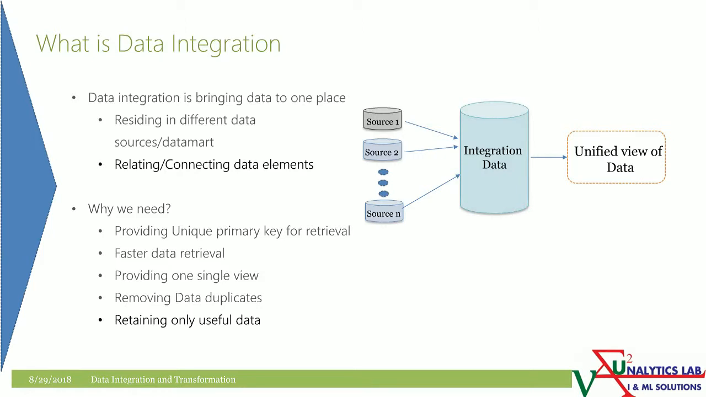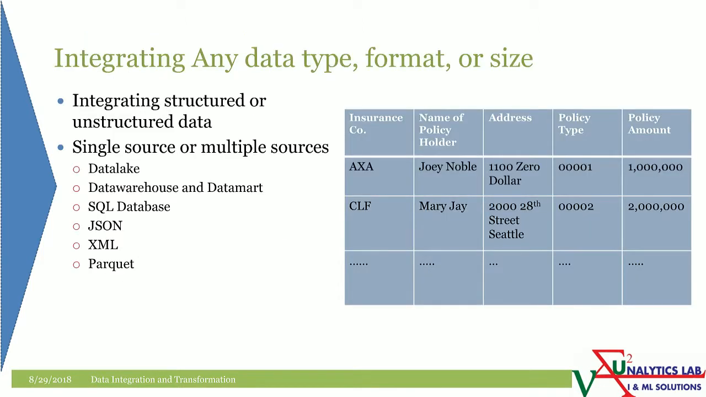So why does business need this? Providing a unique primary key for your data retrieval, faster data retrieval, providing one single view, and of course removing any data duplicates that can exist in the data while you are integrating different data from different sources. There is a high possibility that data duplicates could exist, and you need to remove them. The goal is to retain only the useful data, to make sense out of the data and to solve the business problem in a much better and faster way. That is what data integration is all about.